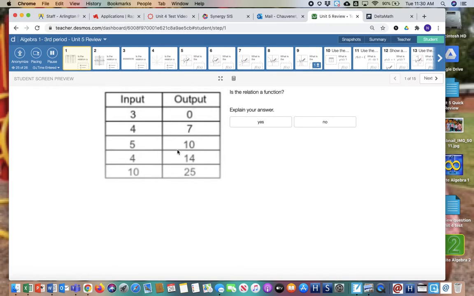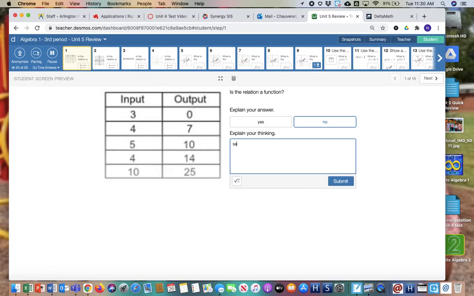Okay, so here we see a table where it says input and output. So remember, input is the same thing as the x values or the domain, and the output is the same thing as the y values or the range. They're really just synonyms. So here it says, is the relation a function? So here the answer would be no. So why is this relation not a function? Well, we have an input of 4 that gives us an output of 7, but we also have an input of 4 that gives us an output of 14. So you have the same x value of 4 that gives you different y values. And if that happens, that makes it not a function.